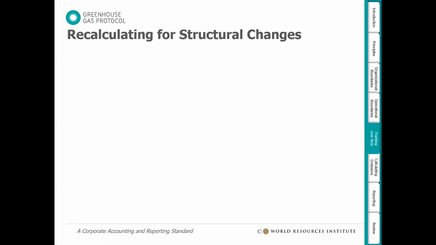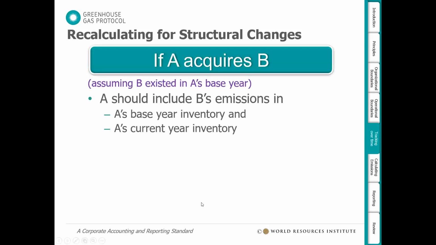Okay, so let's take some examples. Here is a basic example of recalculating base year inventories for structural change. In the first general case, if company A acquires company B, company A would include the emissions of company B in both its current inventory and its base year inventory. And this is, of course, assuming that company B existed in company A's base year and that the significance threshold was met.